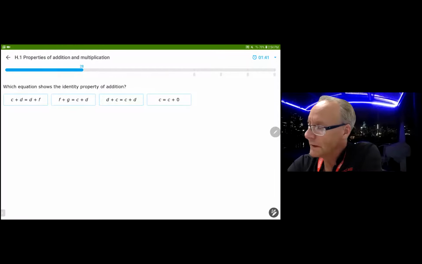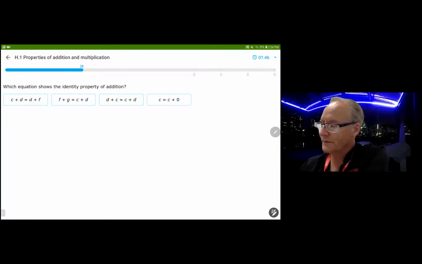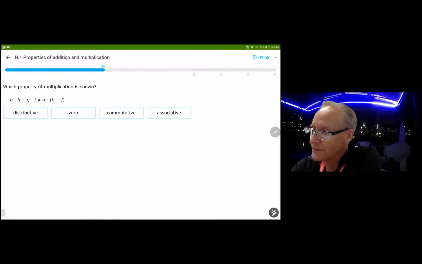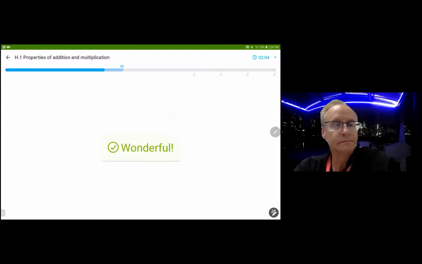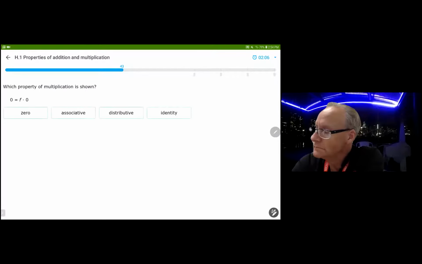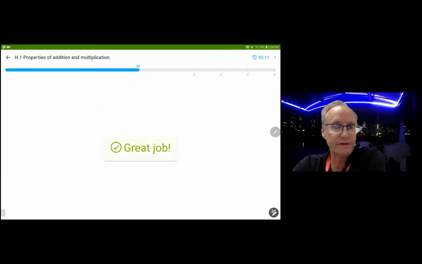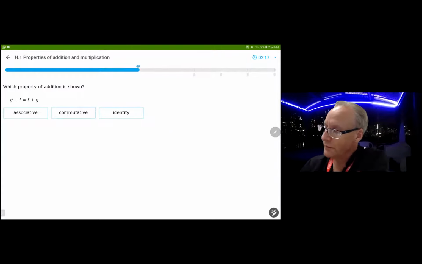This is the identity property of addition, says that a number plus 0 is equal to the number. There's no change when you add 0. Which property of multiplication is shown? We distributed the G over subtraction. So this is the distributive property of multiplication over subtraction. This is the 0 property of multiplication. Multiplying by 0 always gives you 0. This is the commutative property of addition.